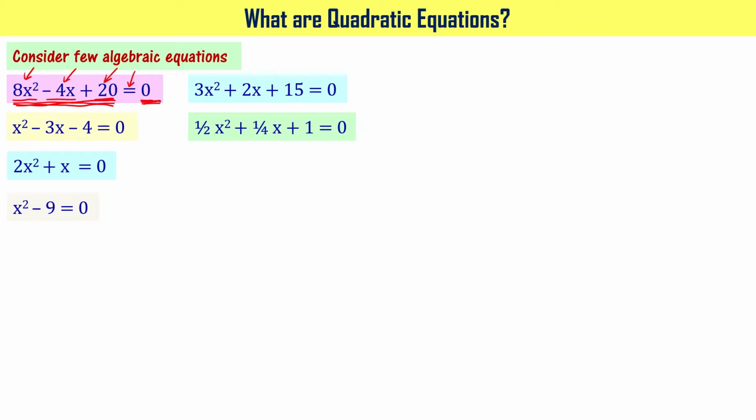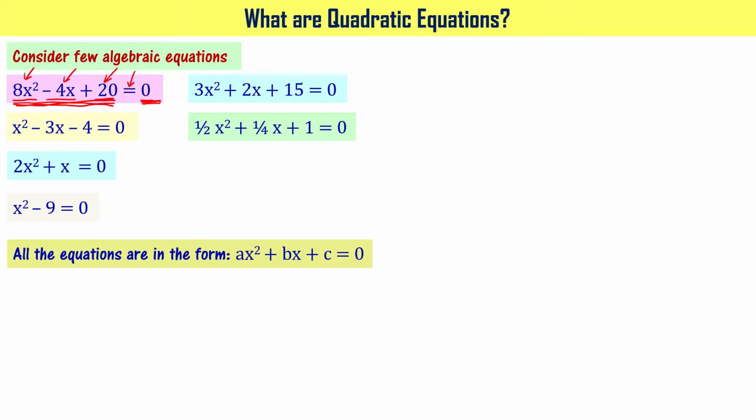When you observe all these equations, what you can say is all the equations are in the form of ax square plus bx plus c equal to 0. When you look at any of these, it is obvious, right? They are in the form of ax square plus bx plus c equal to 0. Here you may say that a equal to 3, b equal to 2, and c equal to 15, right?